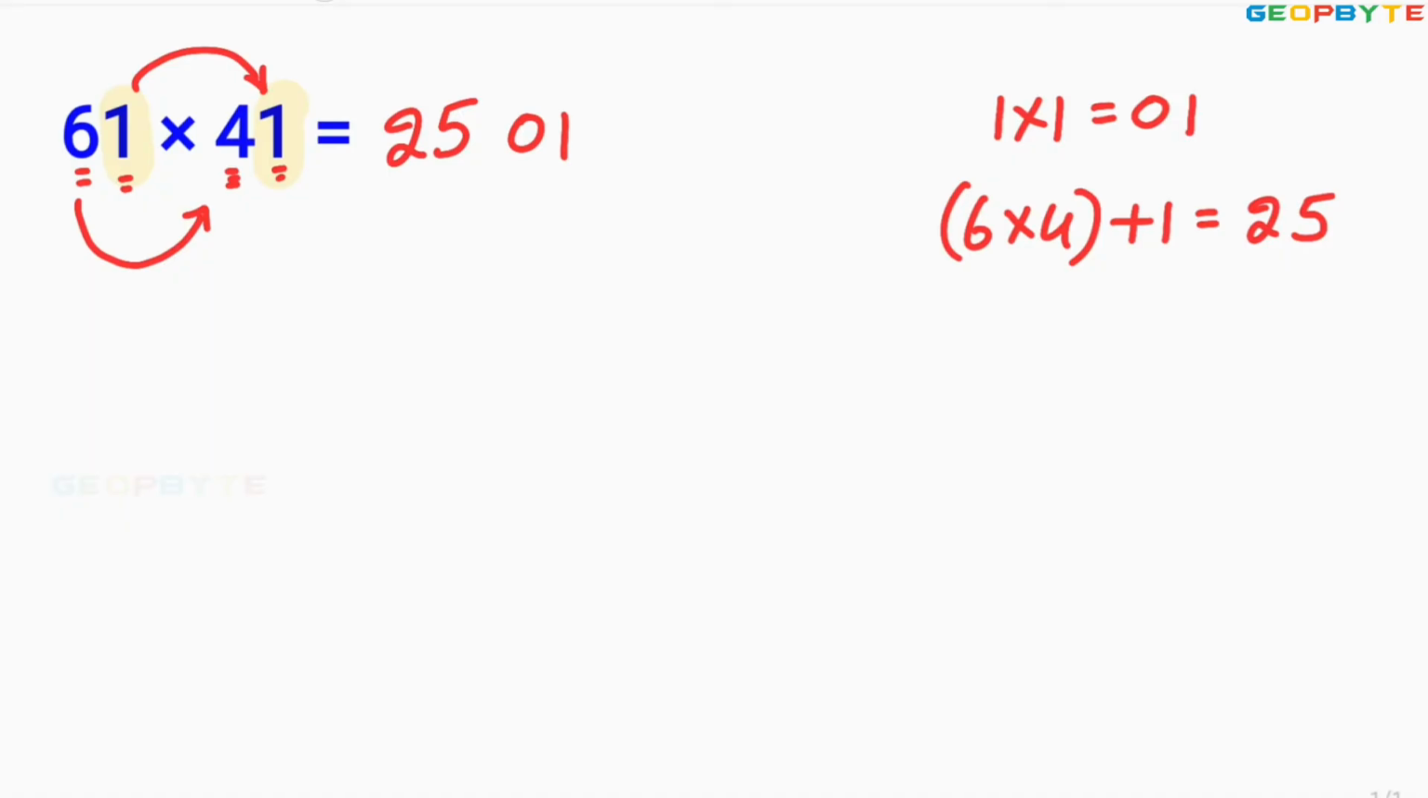Similarly, let us take some other numbers. Look at the next multiplication. Here the ones place digit remains the same. The sum of the tens place digits equals 10. Then you multiply 6 and 6 first. 6 into 6, how much? 36. You write that 36 here.